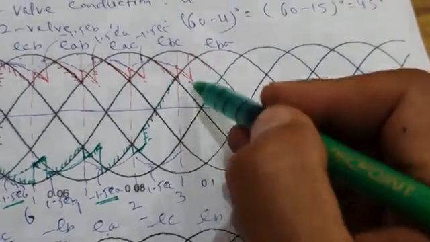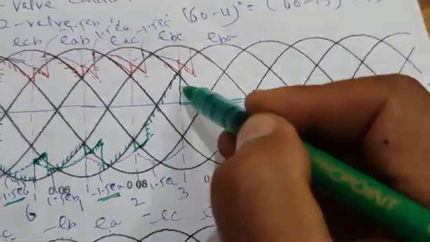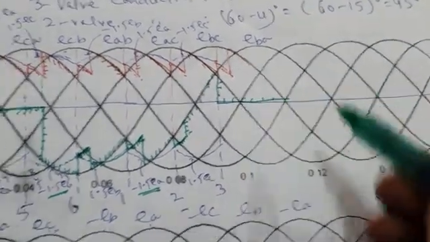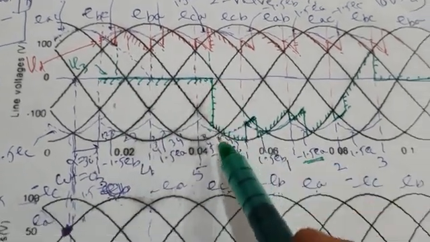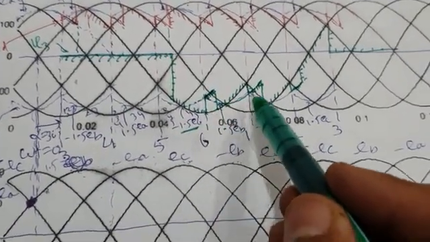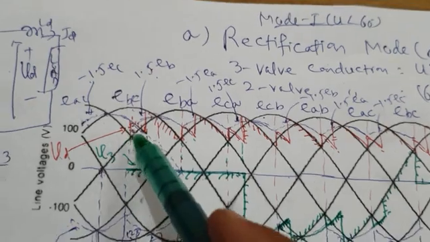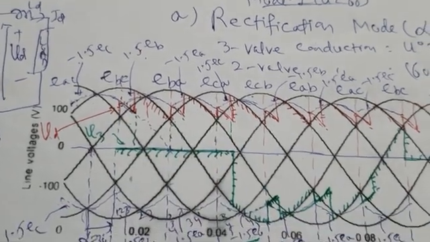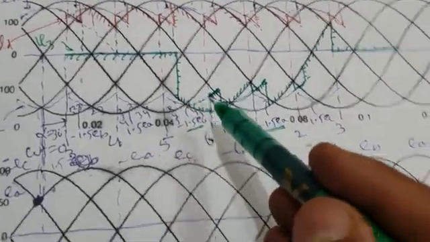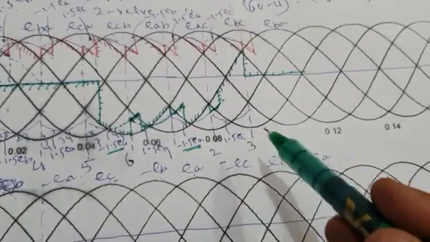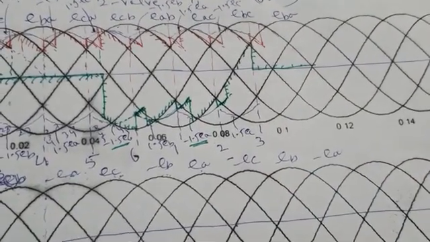After that, 3 fires again and valve voltage again becomes equal to 0. So this is the valve voltage. Initially for 5 intervals it is 0, then it follows this pattern. So this is load voltage VD for rectification mode of operation, alpha equal to 30 degrees and U equal to 15 degrees, and this is the voltage across valve V3. So this is for rectification mode of operation.